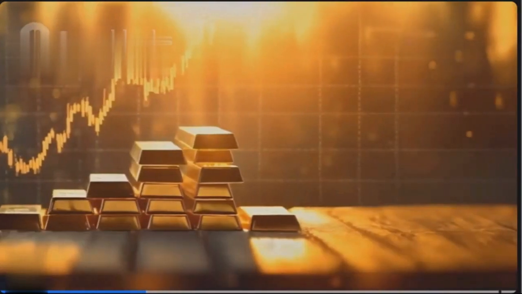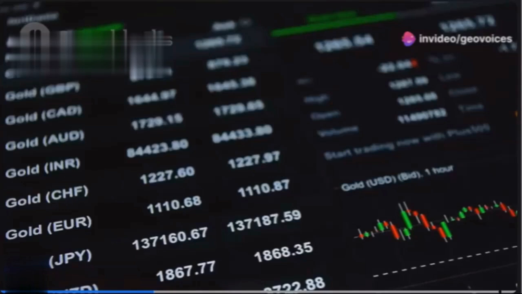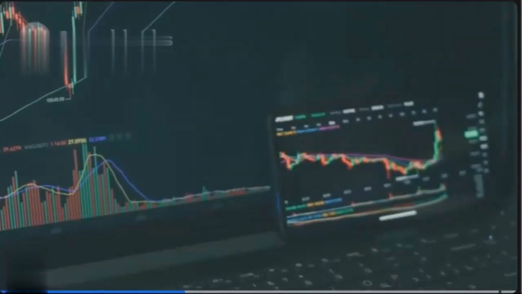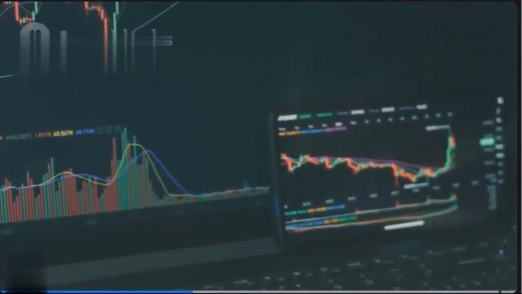Initial targets for this week are set at $2,573, $2,589, $2,695, and $2,705. If gold struggles to break through these points, we might see a reversal.